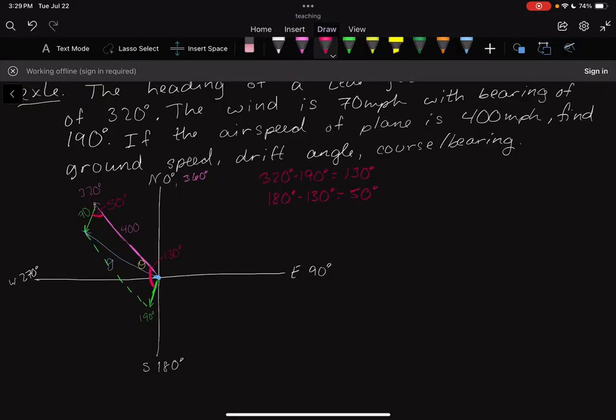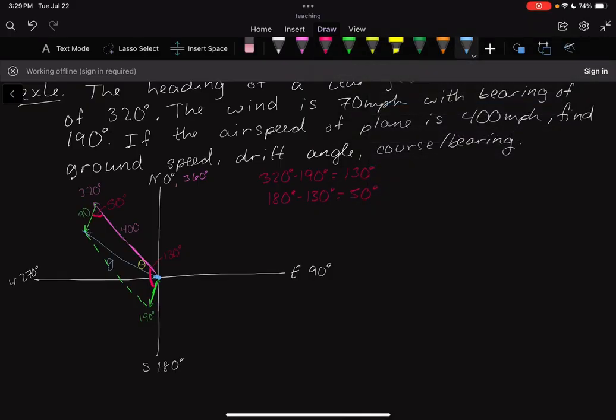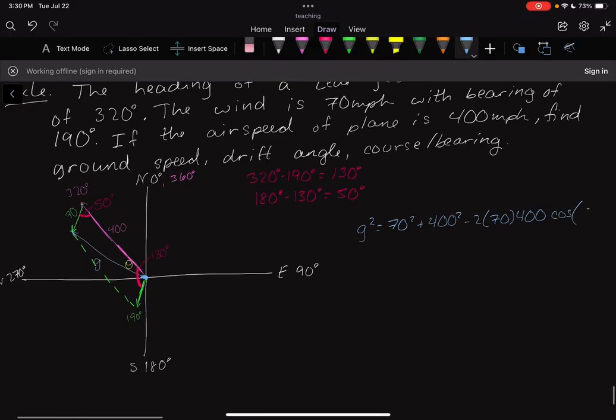So now I have my triangle and I have 3 pieces of information, so I can move to using law of cosines. To find G, I'll have 70 squared plus 400 squared minus 2 times 70 times 400 times cosine, and the angle across from G is 50 degrees. And don't forget to take the square root.